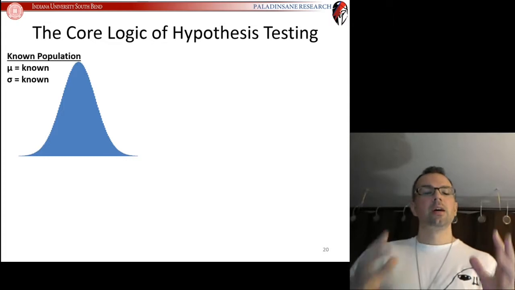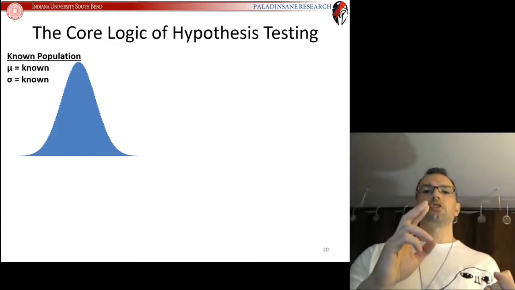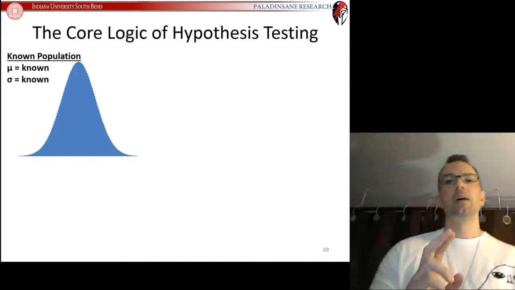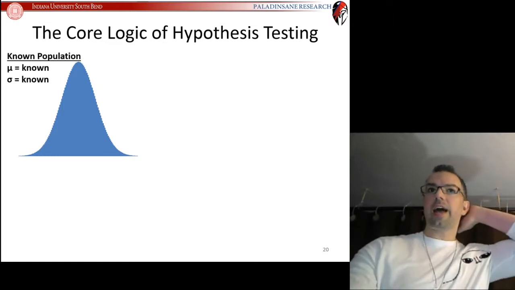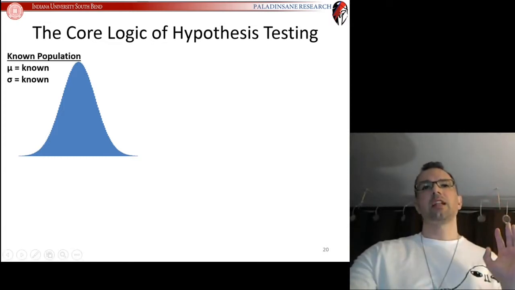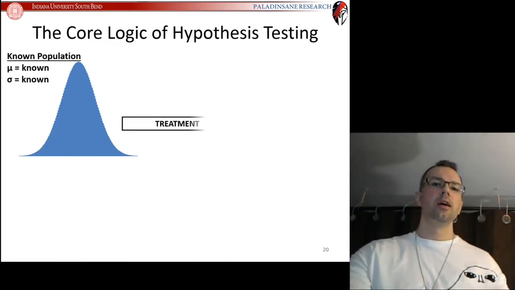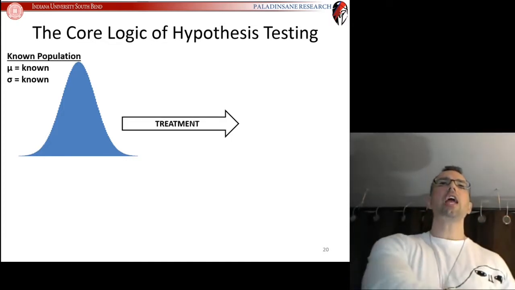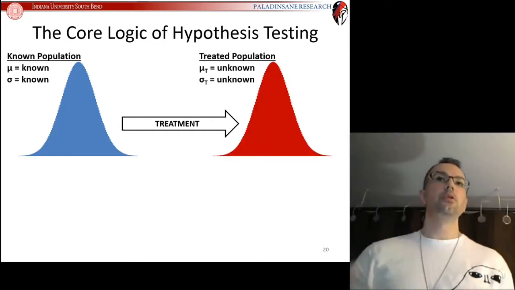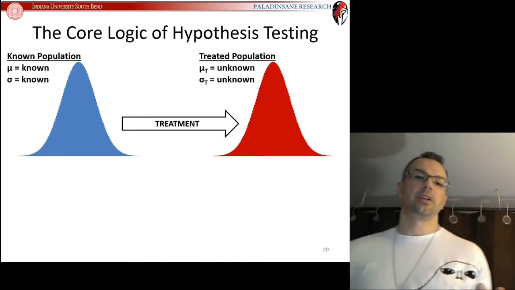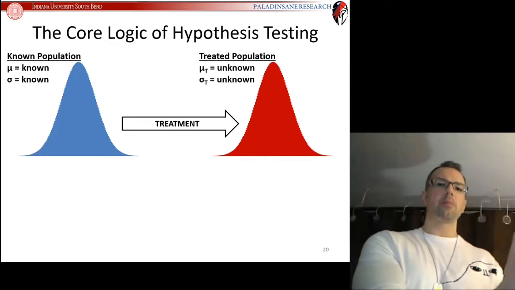And then as we build our skills, we'll generalize to actual more realistic cases. But just for right now, just so that we can introduce this strategy, we're dealing with a known population, meaning that we're dealing with a population where we know the mean of the population and we know the standard deviation of the population. And what we want to find out is that if we applied a treatment to that entire population, will our treatment change that population into a new population that has a new mean and a new standard deviation? So that's the question we're trying to answer.